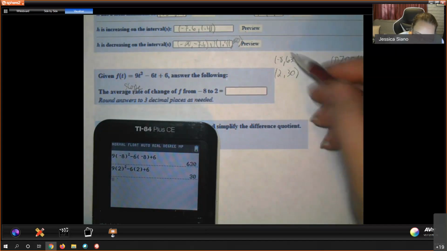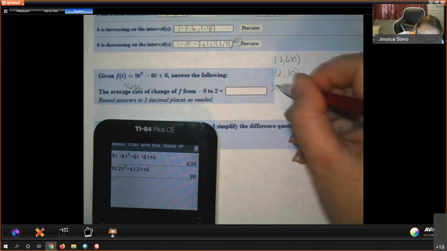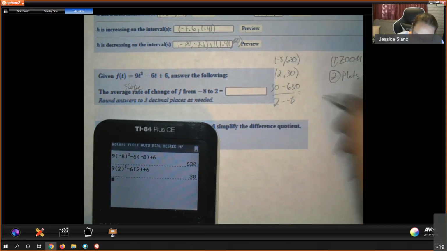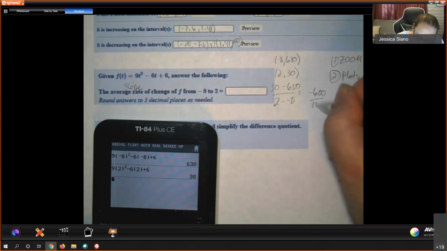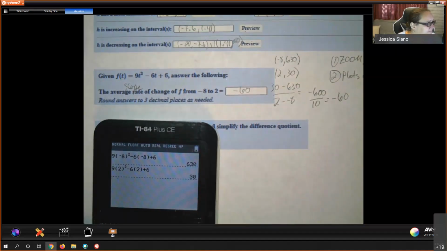Remember that slope is y2 minus y1 over x2 minus x1. It doesn't matter which one you subtract from what. So this would be 30 minus 630 over 2 minus negative 8. That's negative 600 over positive 10, which would be negative 60. Okay, so if they ask you for rate of change, they just want slope. And if they only give you x's, plug the x's in to get y's.